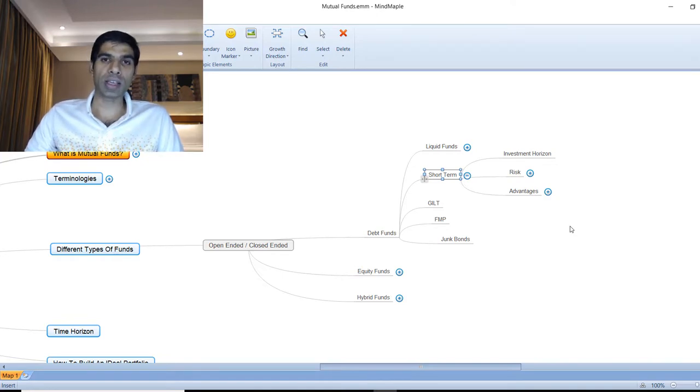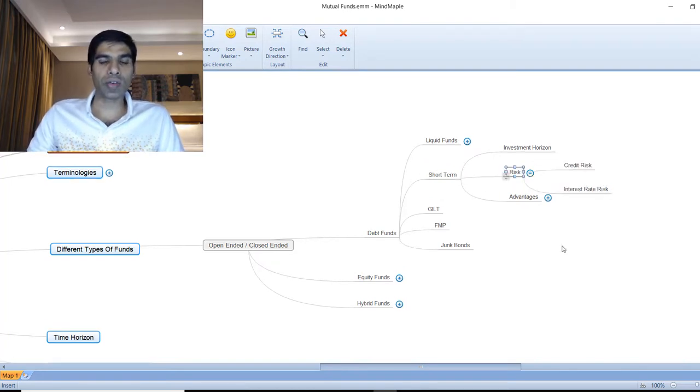Now, what are the risks in a short-term debt fund? There are two kinds of risk. One is the credit risk and the other is interest rate risk. Now, credit risk means that when we give out loans to different companies, and if one of the companies shuts down, then there could be a scenario wherein our principal would not be returned, or the interest would take a beating. So if that happens, that comes under the credit risk, and whenever you give out a loan, this risk would always be there. So that's why it's always important to invest in those funds which are investing in companies that are highly rated.